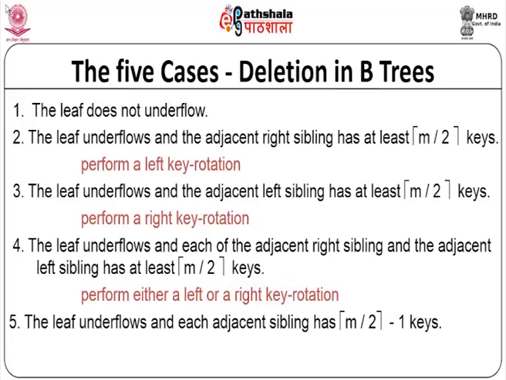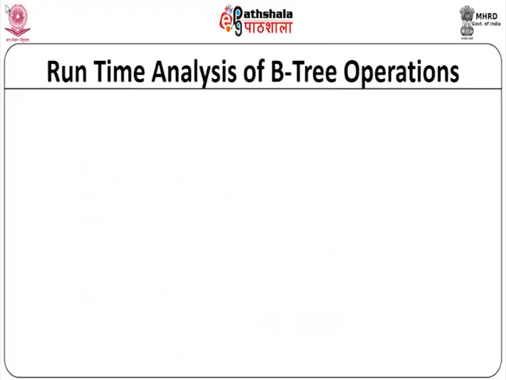Or the next condition, the leaf underflows and each of the adjacent siblings has exactly m/2 minus 1 keys only, then perform a merging. So, only under this condition you will perform a merging. So, those are the 5 cases that we saw.